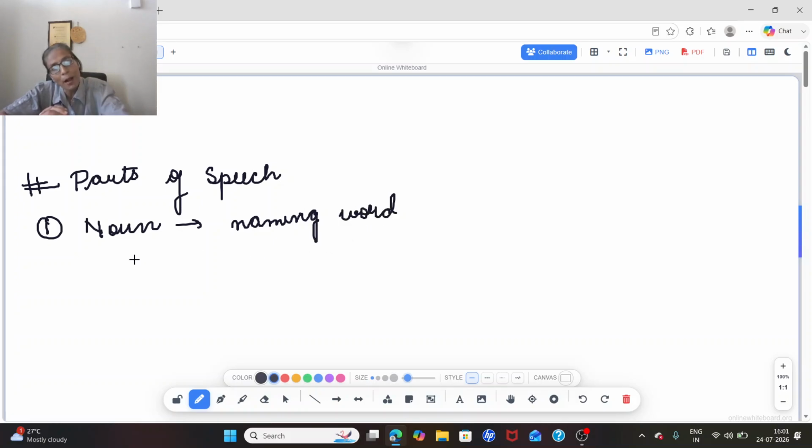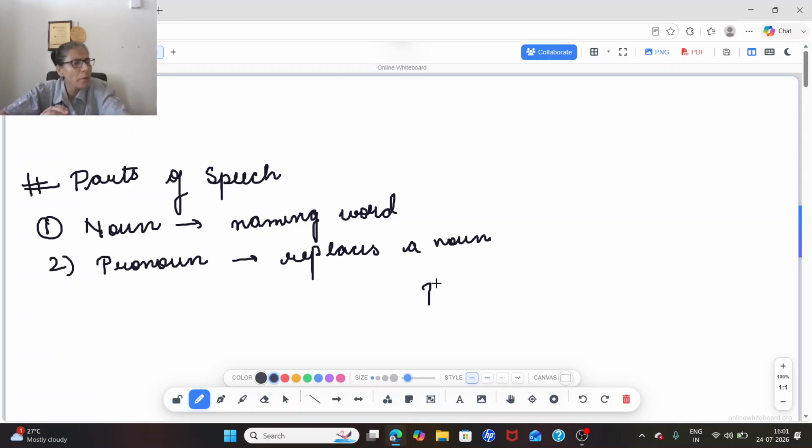Yes, the second part of speech of a sentence is a pronoun. A pronoun replaces a noun. If I say Rekha is a good girl, Rekha is a noun. But if I say Rekha speaks nicely and I replace Rekha with the word she, so she is a pronoun here, right? The next part of speech is the adjective.